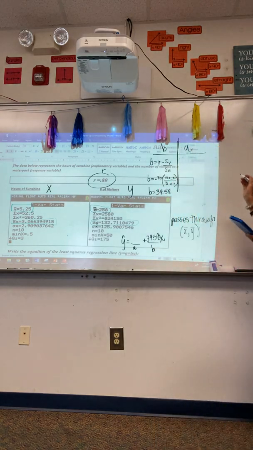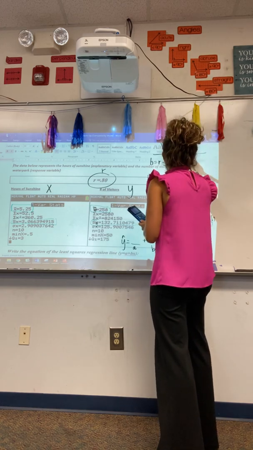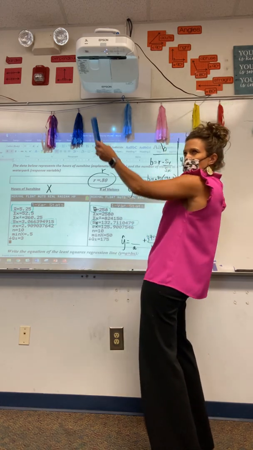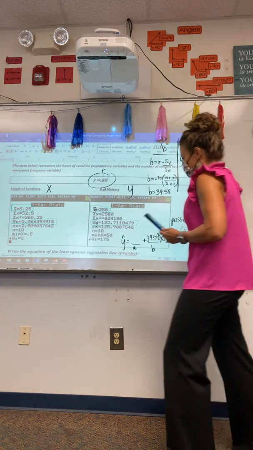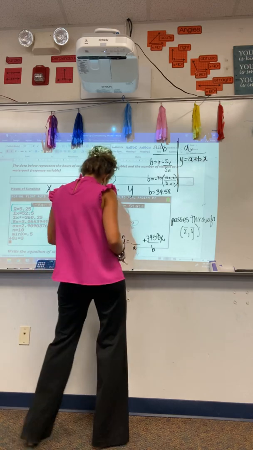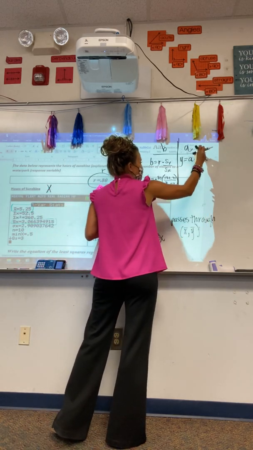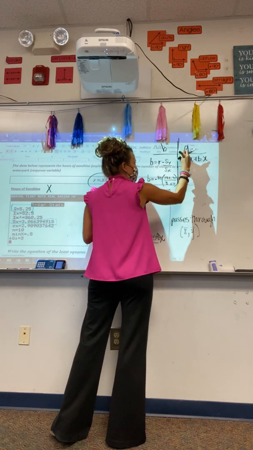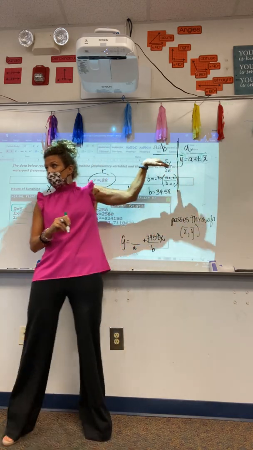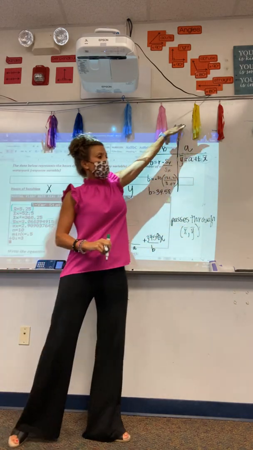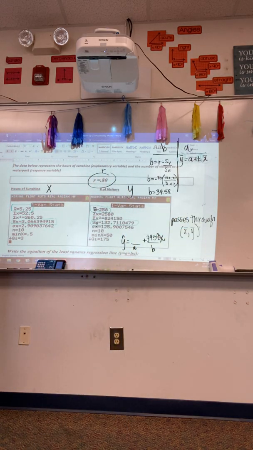Okay? Now to find your A value, we're going to go back to Algebra 1. Y equals A plus BX. Now watch carefully. I already know my B value, and then what I'm going to use here is X bar and Y bar. Then the only variable left will be A, and that's what I'm solving for, right? So find your B and then your A.